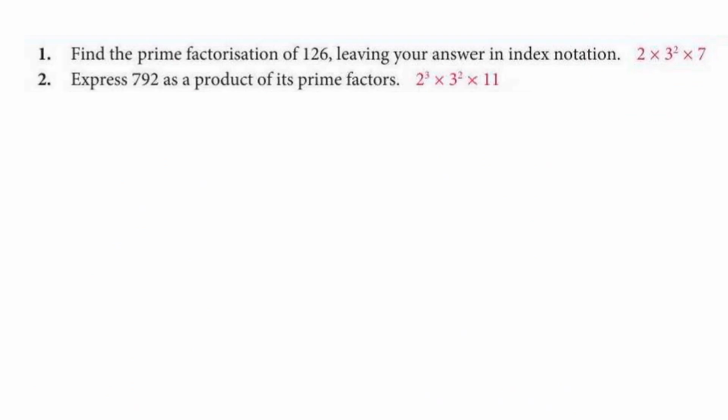Okay. Right, let's look at question 2. You can use the tree method or the ladder method. I'll be using the ladder method. So we start with 792. The smallest possible prime factor will be 2. You can just use a calculator to help you. Take 792 divided by 2, and that gives you 396.